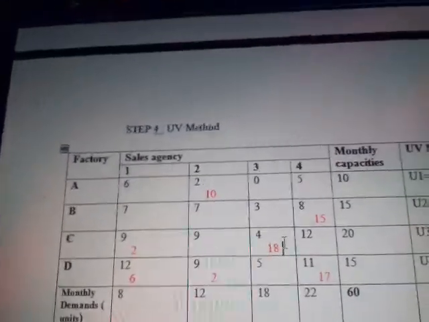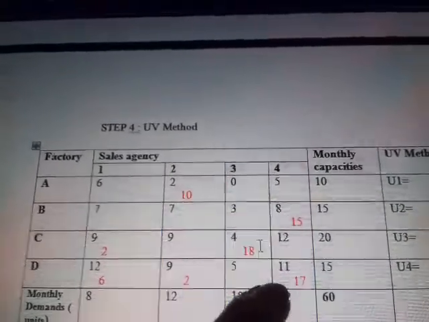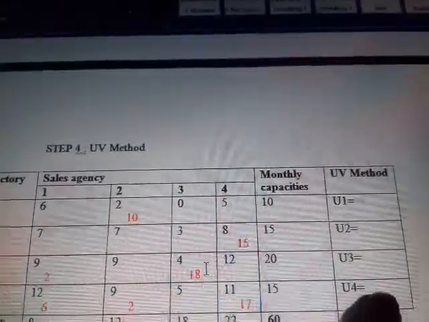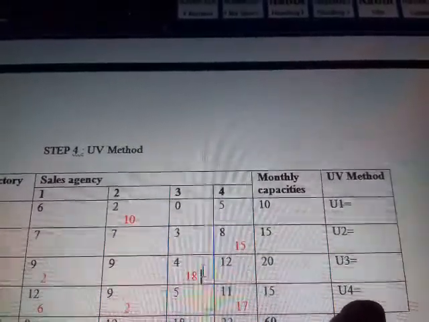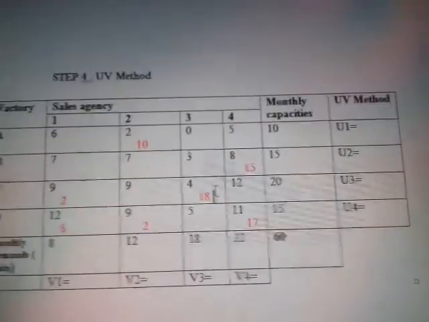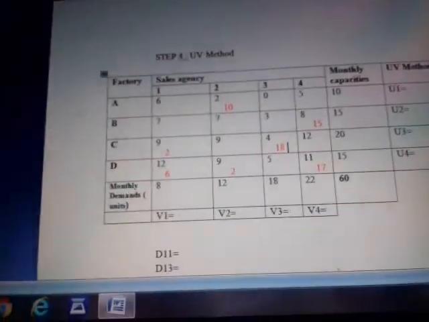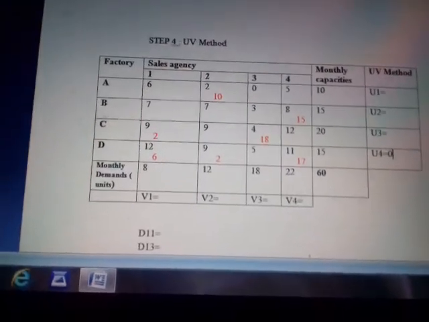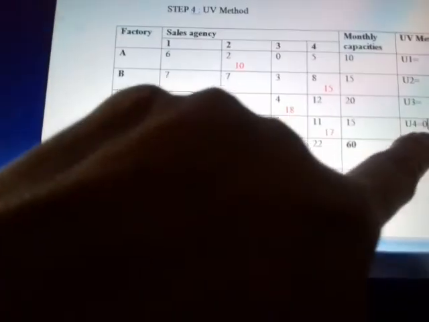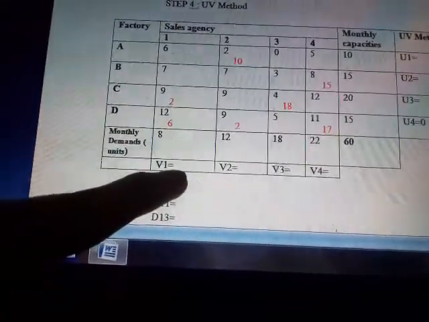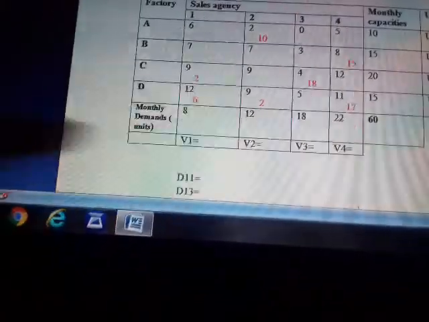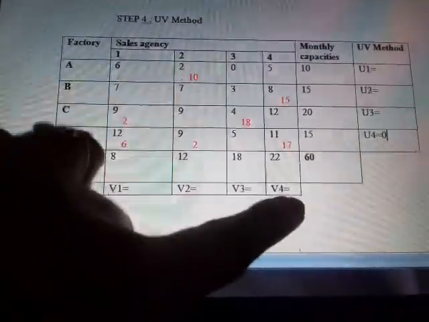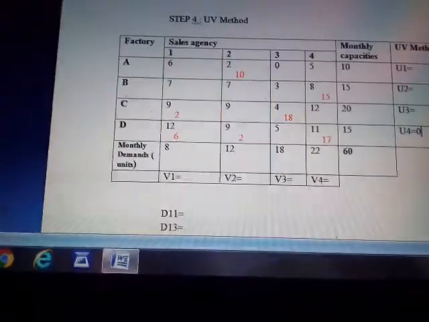Okay, you do one thing. See here, it's a row. This row has the maximum allocation, 3 allocations are there. So this particular row is U4. Give U4 is equal to 0. Okay, so I am giving U4 is equal to 0. Once you get U4 is equal to 0, the same value you can write down here, the cost value. So this becomes 12, this becomes 2, and this becomes 17, because I have given U4 is equal to 0.